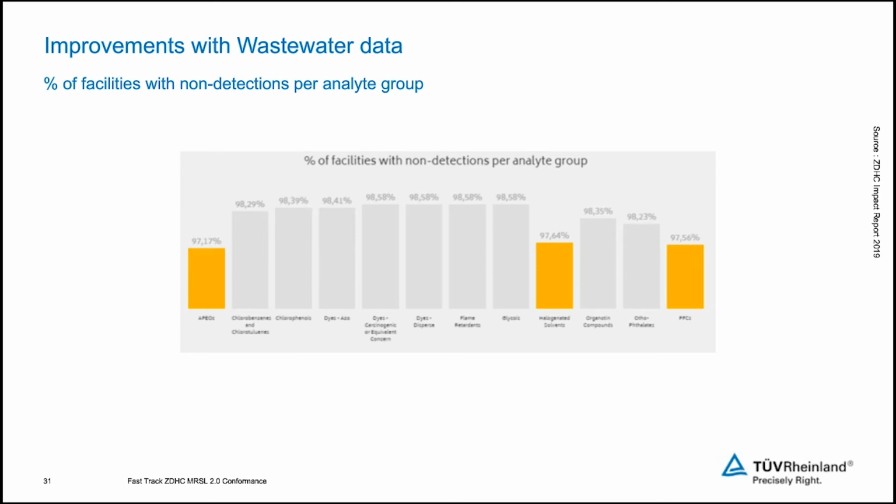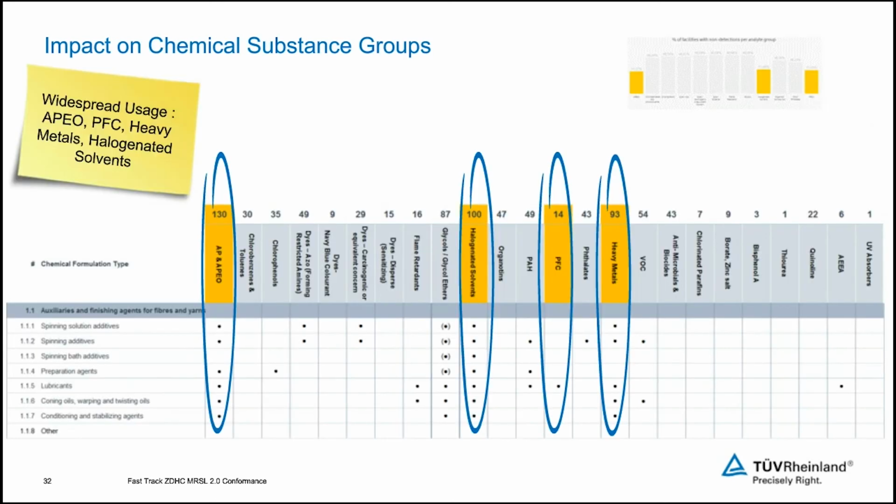And again, referring to the SMART testing guideline, you can see a lot of products could be the source of such chemical groups. For example, for PFC, you can see that lubricant could be the source for PFC. And we can focus the analysis on the lubricant in the factory for further investigations.